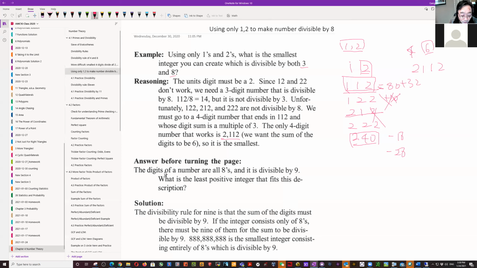The digits of a number are all 8 and it is divisible by 9. What is the least possible integer that fits this description?